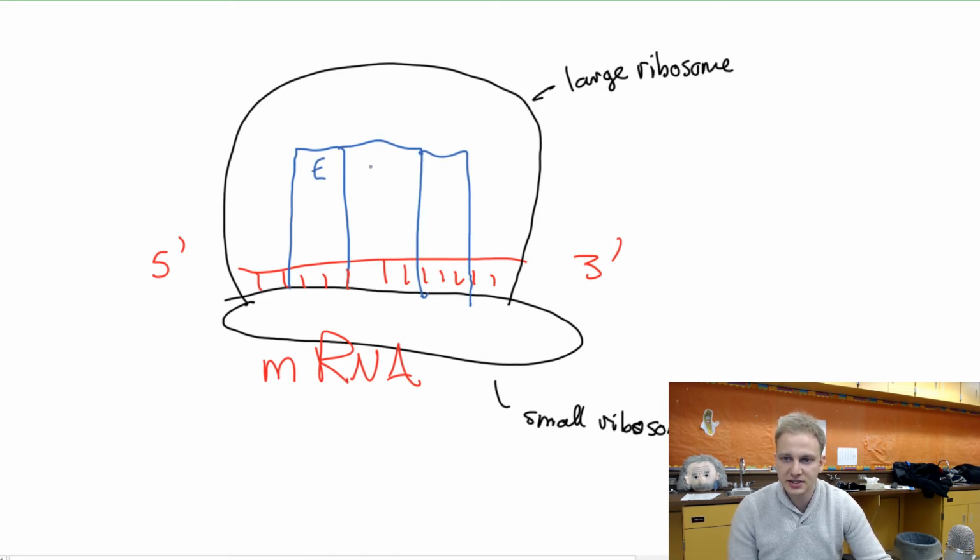There will be an E section, a P section, and an A section. And the P is where all of the action happens. I'm going to leave it at that and not make any further comments on this.